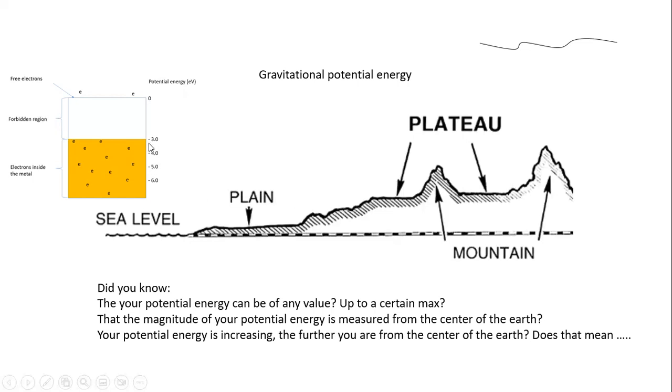The same case applies for electrons. This here represents the absolute potential energy of the electrons. When I say absolute potential energy, it's with reference to how far the electron is from the nucleus. The further it is, the higher the potential energy. Now, this forbidden region.